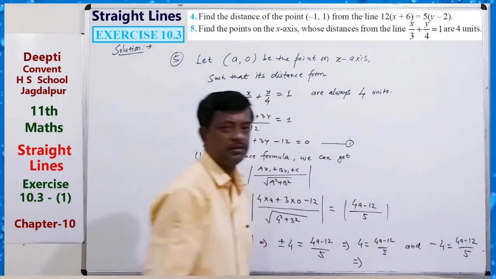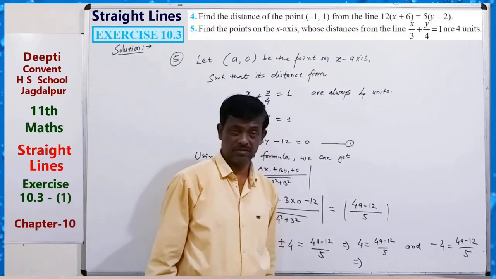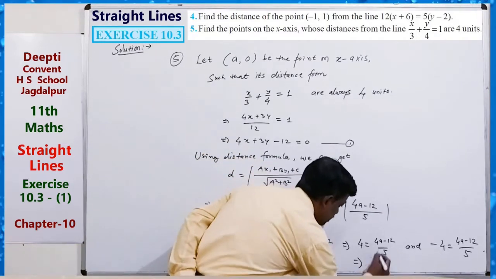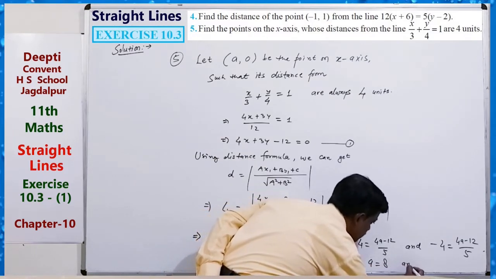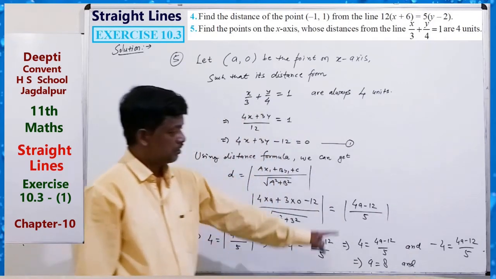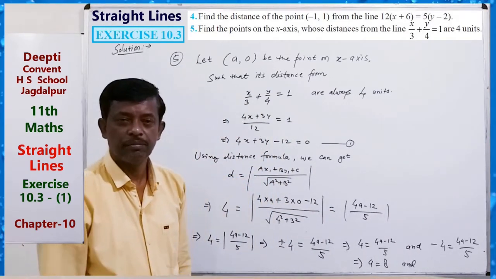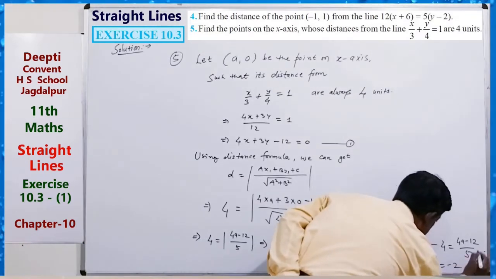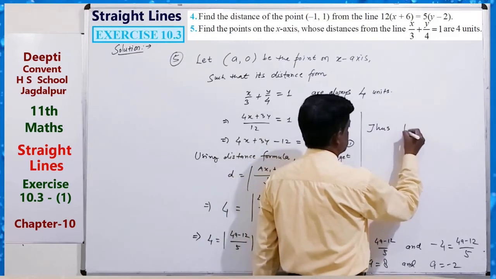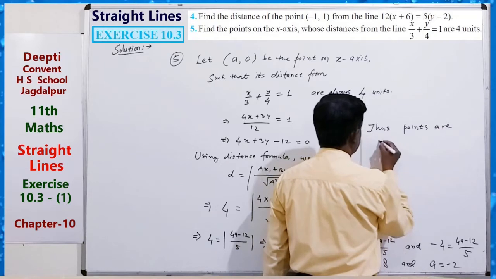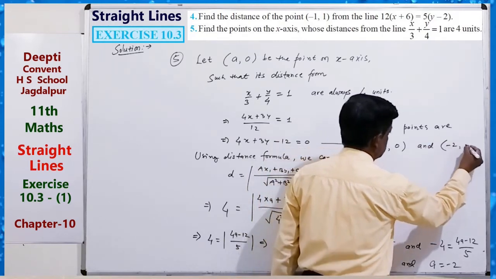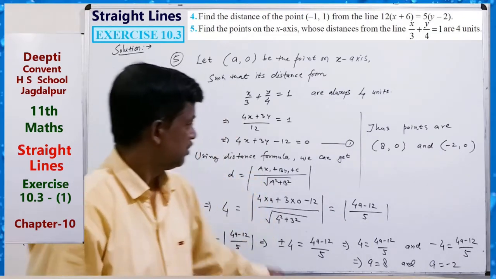Solving this, we get 4 into 5 is 20, plus 12 is 32, so a equals 8. Another value: minus 20 plus 12 is minus 8, so a equals minus 2. Thus the points are (a, 0), that is (8, 0) and (minus 2, 0). Clear? So these are the points.